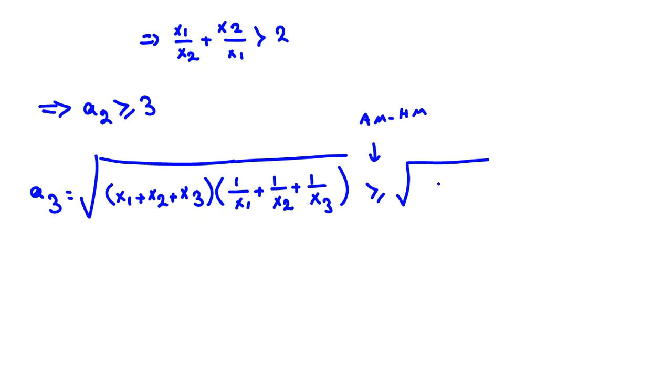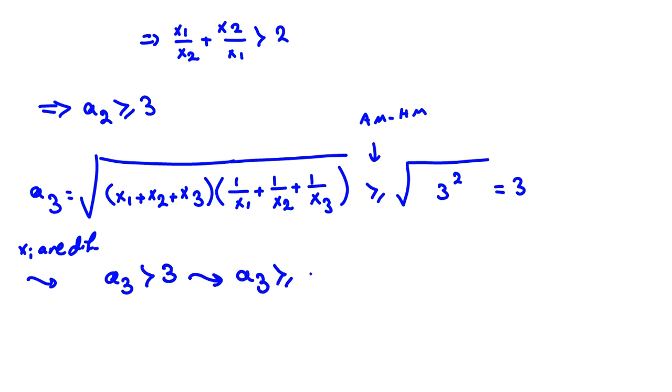If you multiply, it will be n squared. Here, 3 squared is 9, so the square root is 3. But equality, we said, holds when x1, x2, x3 are equal in AM-HM. And we know they are different numbers. So because the xi are different, we conclude equality cannot hold, so a3 is greater than 3. So a3 is at least 4.